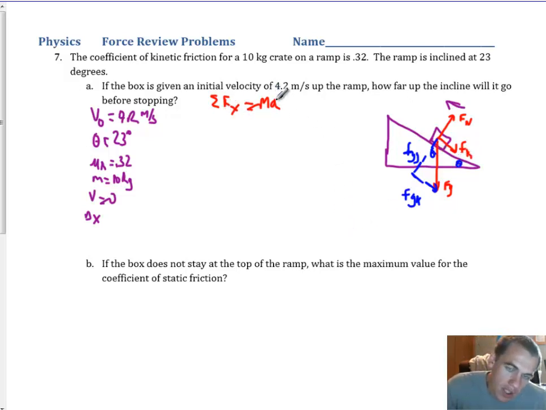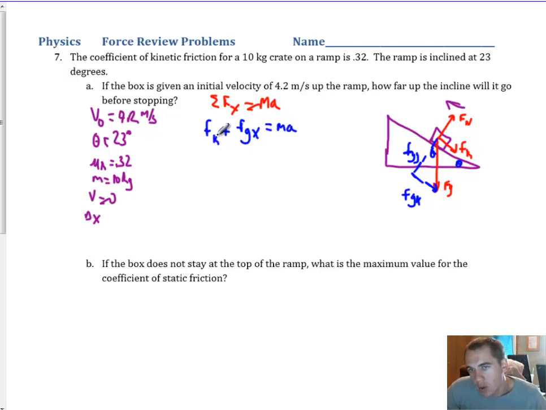Alright, so net force in x is mass times acceleration, but net force means I have to add all those forces together. So I'm going to say down the incline is positive, at least for this part of it. And so these two forces, Fk and Fgx, act in the same direction. And so I have Fk plus Fgx equals ma.